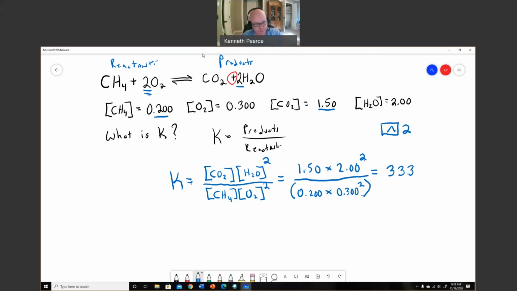And then finally, now that we found the K, what does that K mean? Well, we know that if K is greater than 1, that means mostly products. And if K is less than 1, that means mostly reactants. So what do we have here? Well, that 333 is a lot bigger than 1, so this is mostly products.